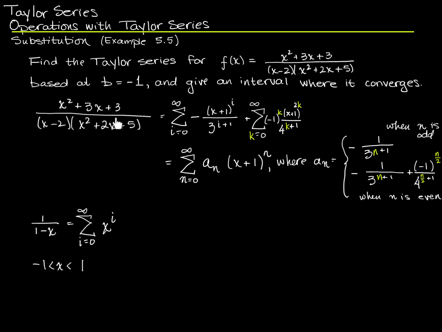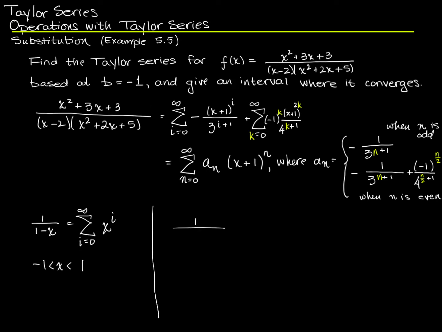Okay, so here's my original expression, and here are the two versions of the series that I found for it. Down here, I've written the formula, if you will, for the series for the function 1 over 1 minus x. And recall that the interval of convergence here is x has to be between negative 1 and 1.